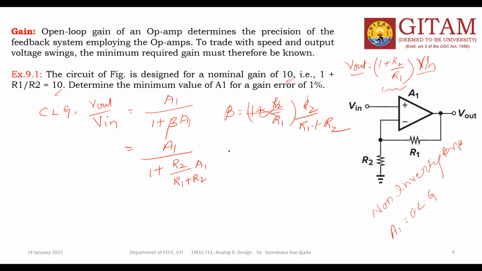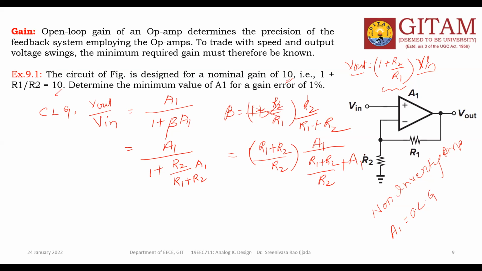Now you can divide the numerator and denominator with R2 by R1 plus R2. Then you will get R1 plus R2 by R2 multiplied with the A1, by R1 plus R2 by R2 plus A1. Yes, this is the thing.